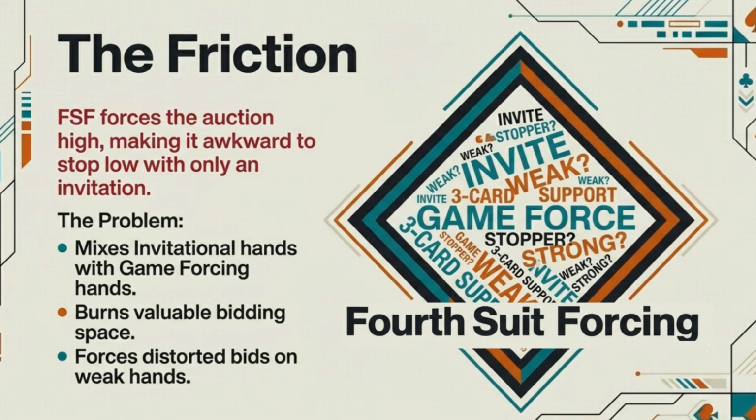If you just have that invitational hand, the maybe hand, you're stuck using the same powerful bid as someone with a sure thing. And that often pushes the bidding way too high, way too fast, all because you didn't have a way to ask your question a little more gently.